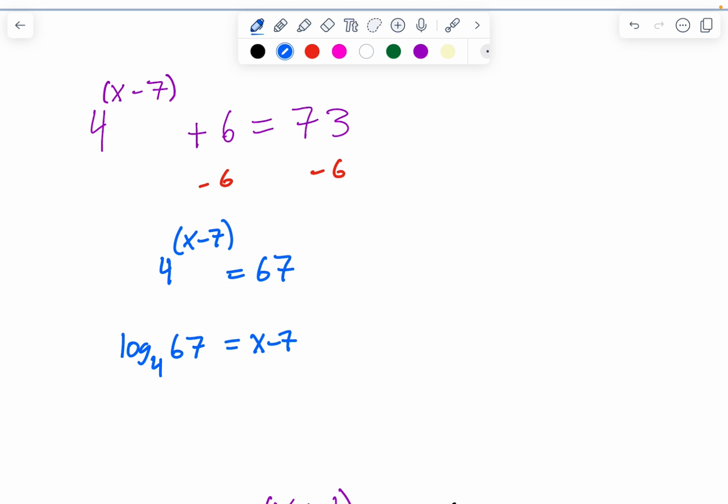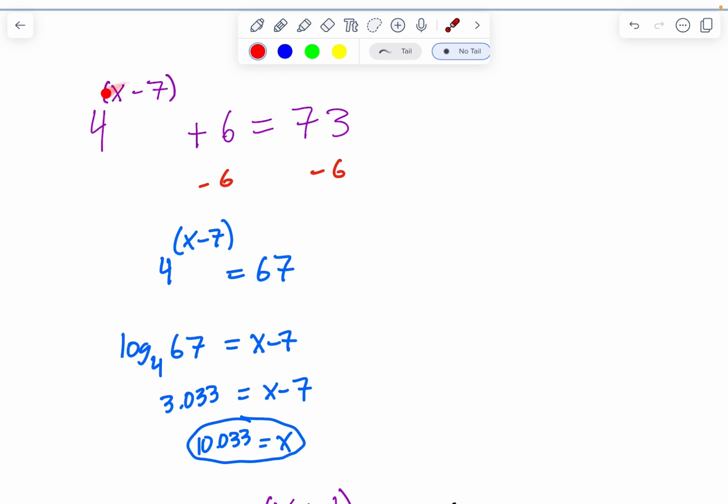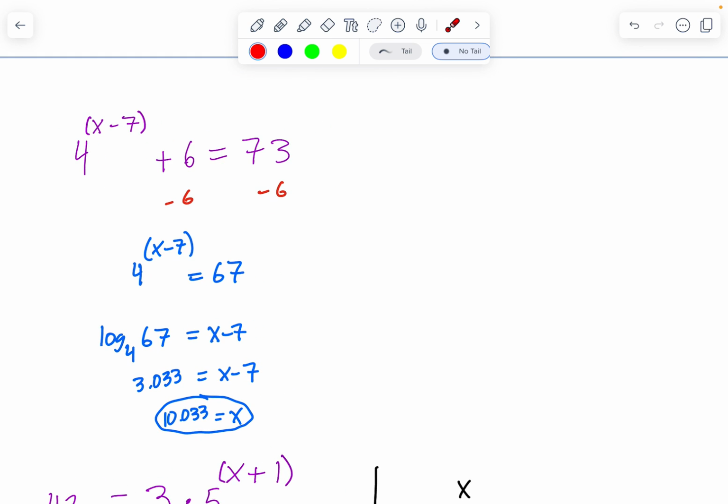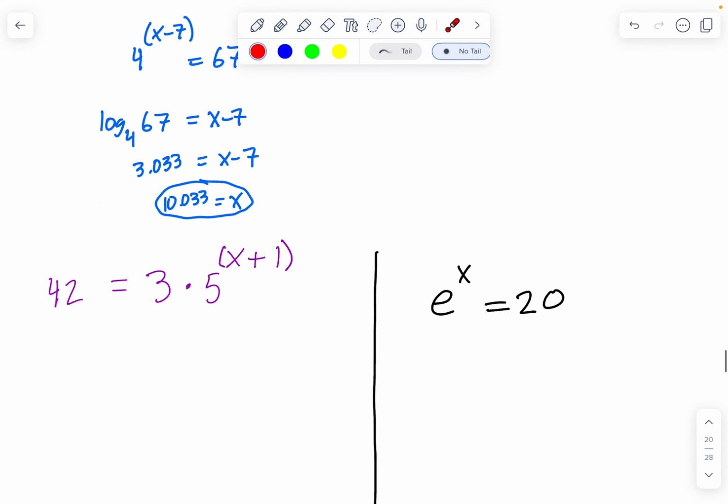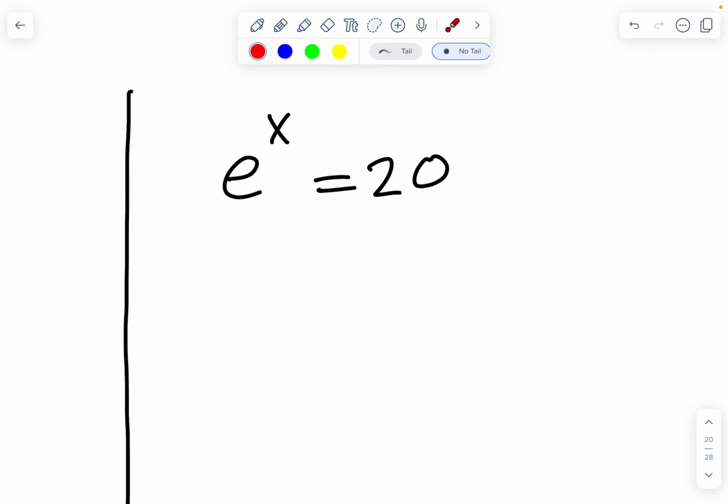We're going to evaluate that left side. So log base 4 of 67, that's 3.033, is equal to x minus 7. Then we add 7 back over. X is equal to 10.033. It's just emphasizing you first need to get your something to a power all by itself. So you maybe need to subtract or divide by something out front. As far as e goes, what's going to happen is the exact same thing.